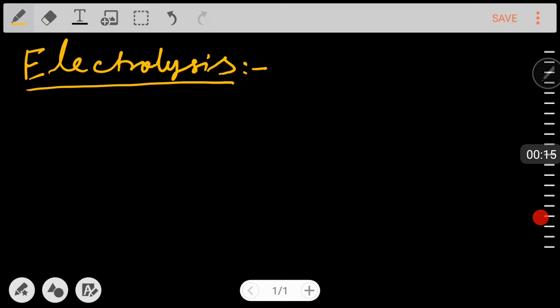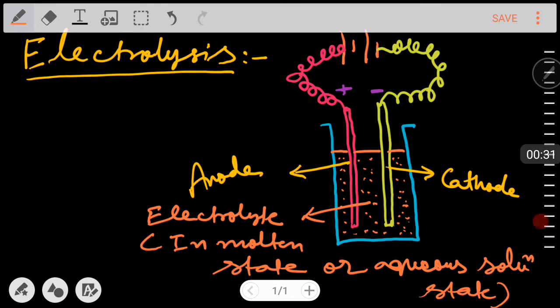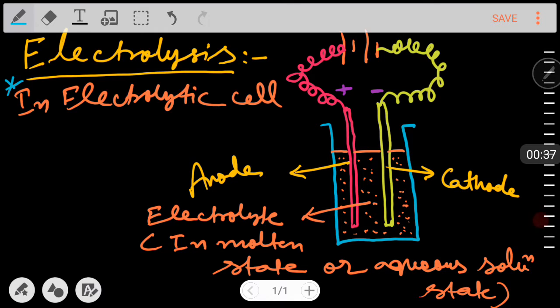Electrolysis is a phenomenon of decomposition of an electrolyte by passing electricity through its either aqueous solution or molten state. Electrolysis is carried out in a cell which is called an electrolytic cell. This is shown in this diagram.